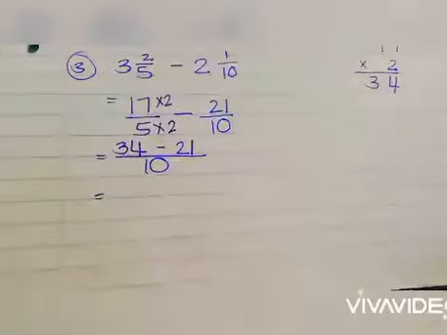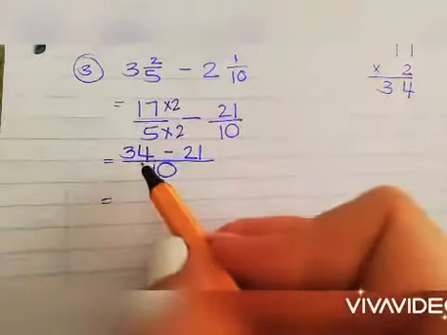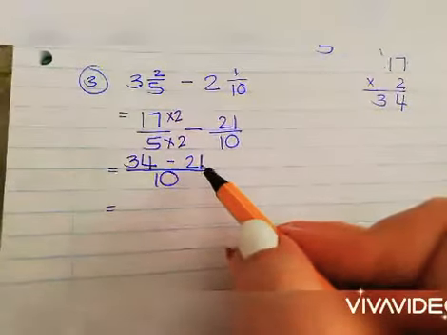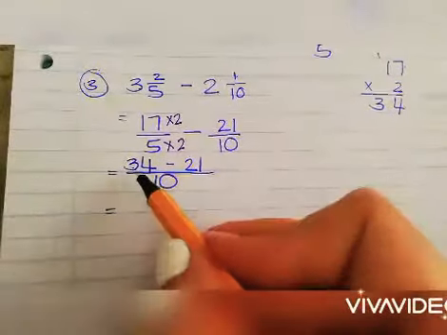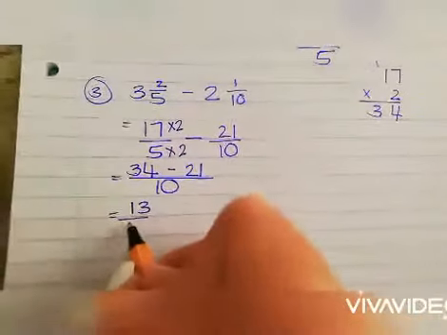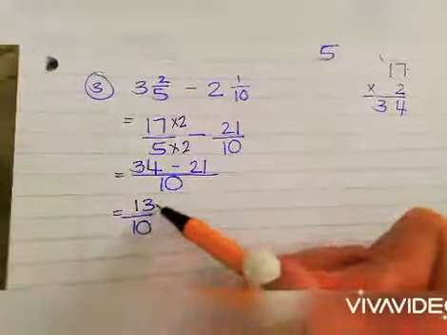Okay, so 34 minus 21. You can always do it this way as well. 4 minus 1 gives me 3. 30 minus 20 gives me 10, so it's 13 over 10. Do you see that 13 is still bigger?